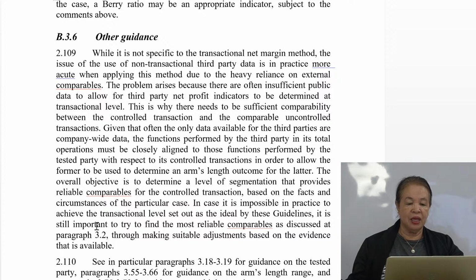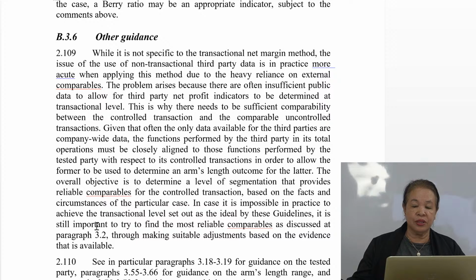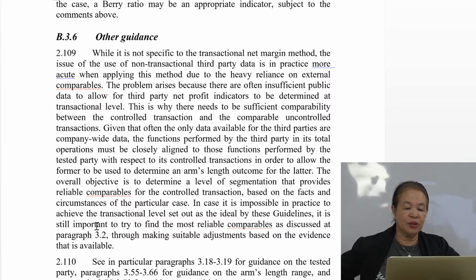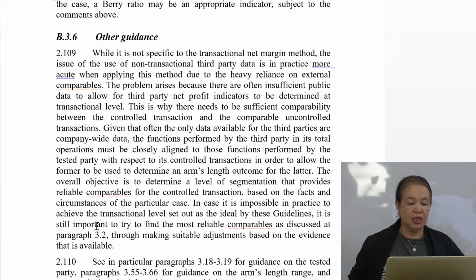This is why there needs to be sufficient comparability between the controlled transaction and the comparable uncontrolled transactions, given that often the only data available for the third parties are company-wide data. So the functions performed by the third party in its total operations must be closely aligned to those functions performed by the tested party with respect to its controlled transactions in order to allow the former to be used to determine an arm's length outcome for the latter.